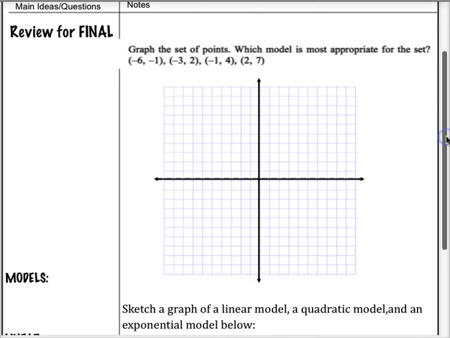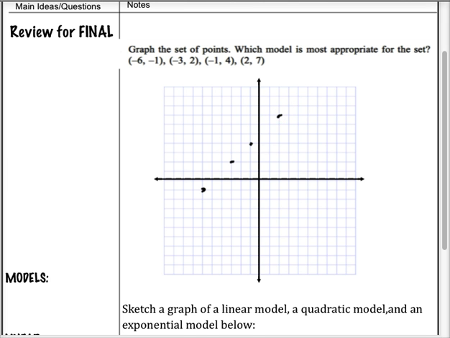So, our first review is to graph these set of points and decide what model is appropriate for the given set. So we need to graph these points. So -6, -1 is going to be right about there. -3, 2 is going to be right about there. -1, 4 is going to be right there. Then 2, 7 is going to be right there.